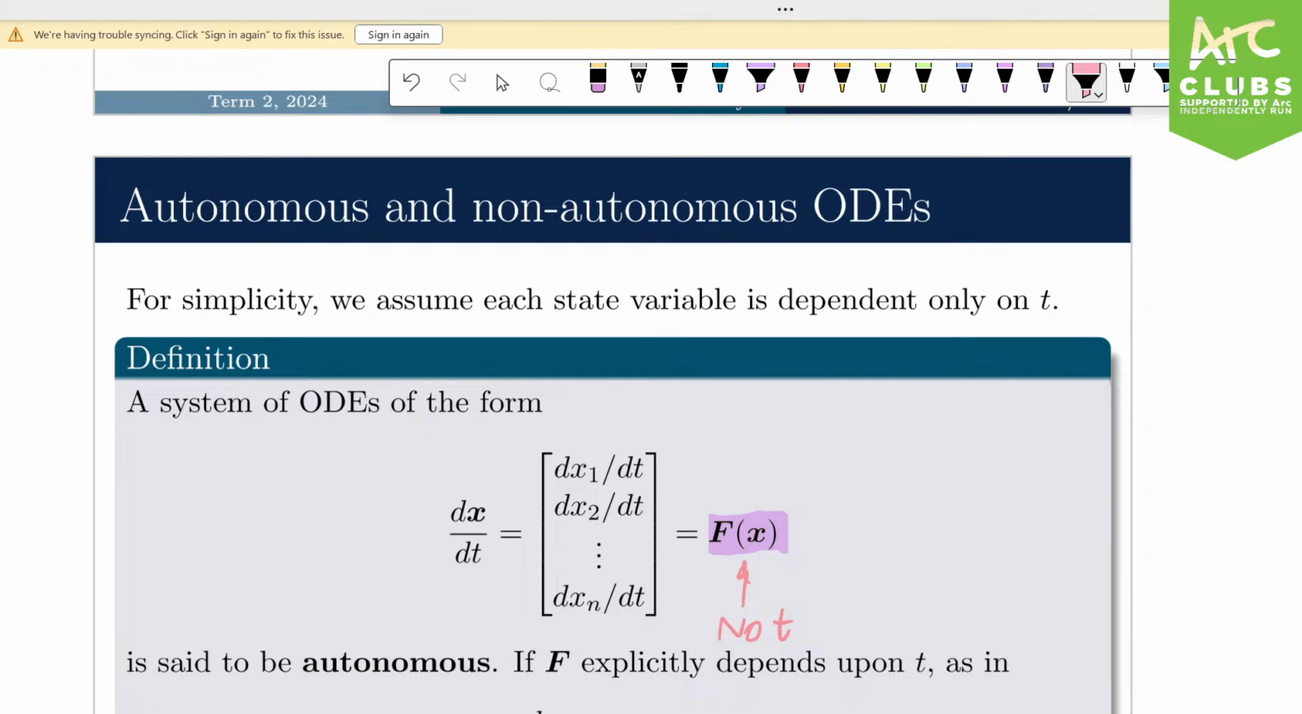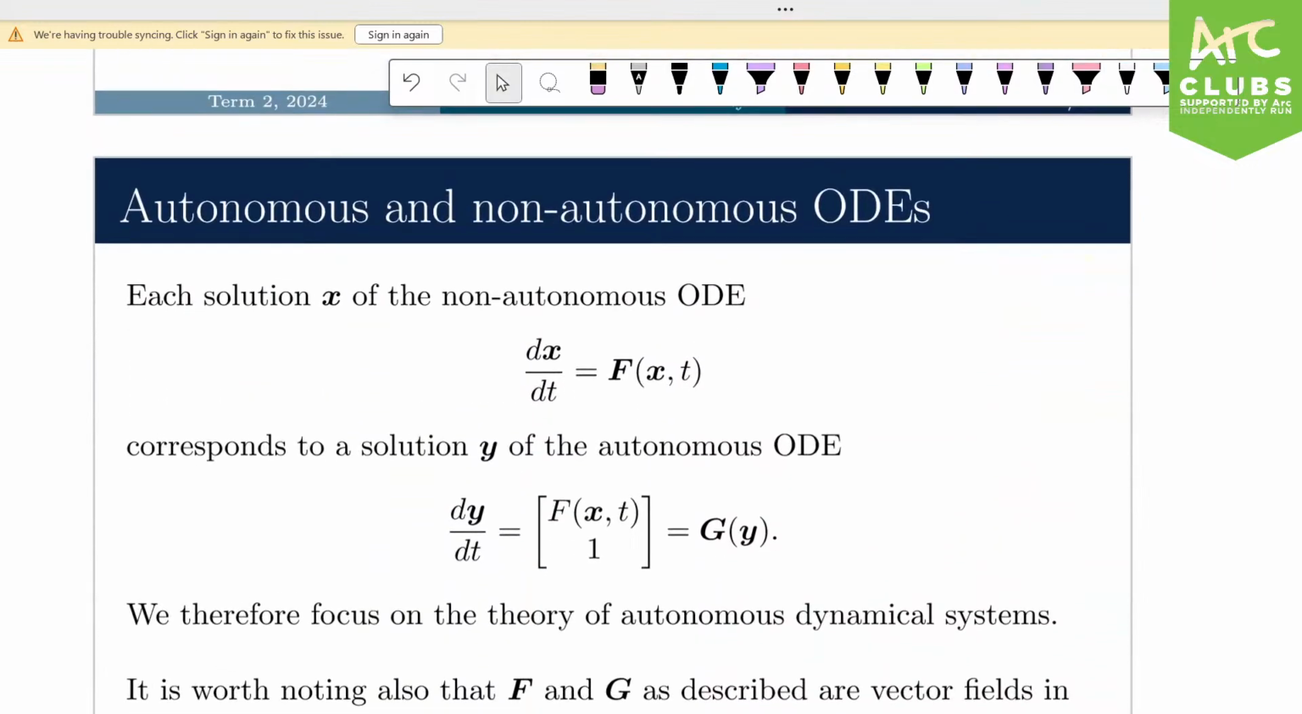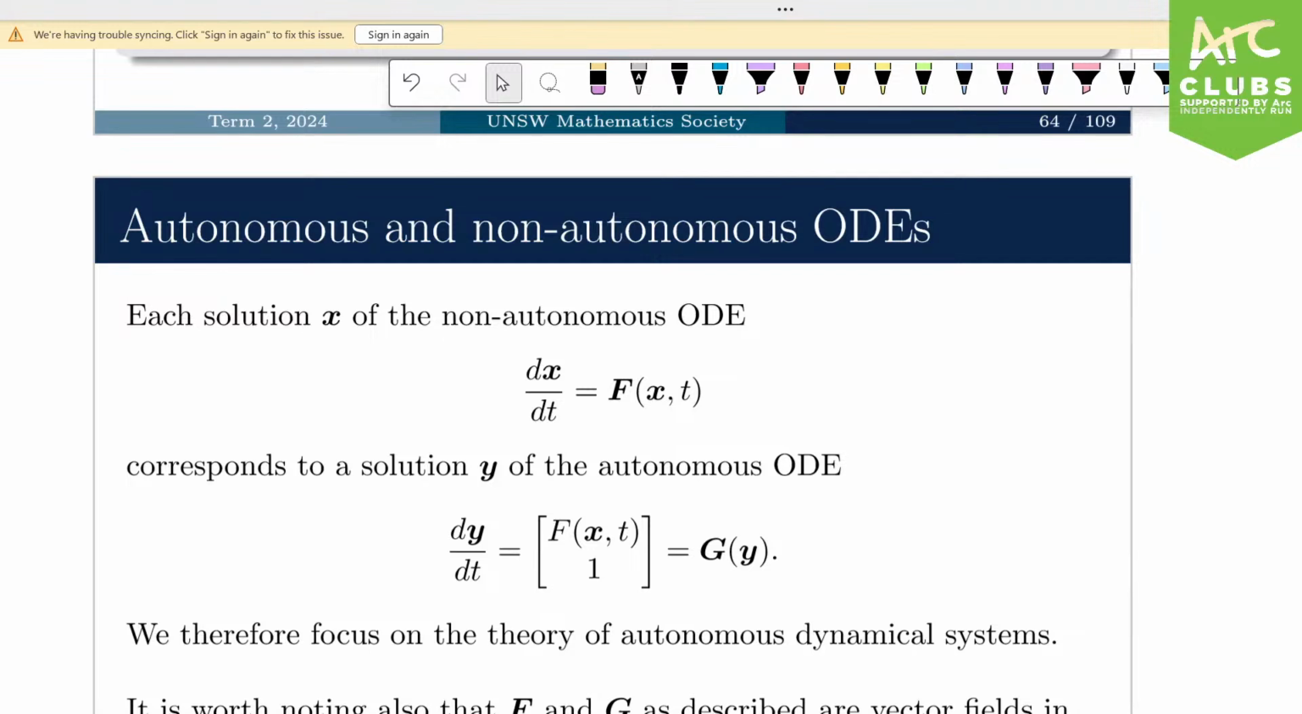Again, this is just some definitions. We don't really need to know this. A bit more theory: each solution x of the non-autonomous ODE corresponds to some solution y in an autonomous ODE. This component here is just dx on dt, and this component here is just dt on dt, which is trivially 1. Since this corresponds to some autonomous dynamical system, we're just going to be looking at autonomous dynamical systems. That's the main focus of this section of the course.